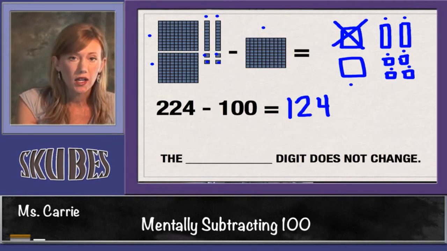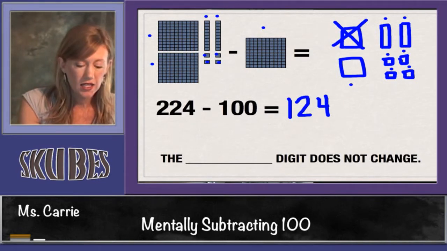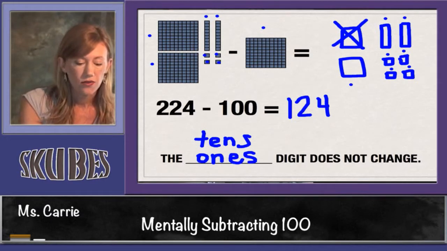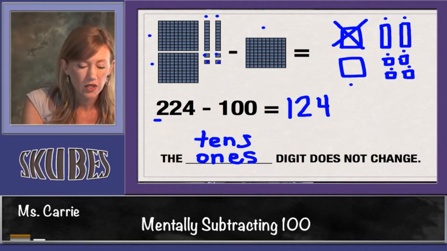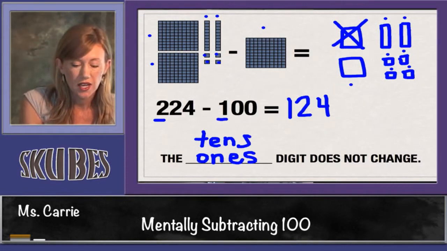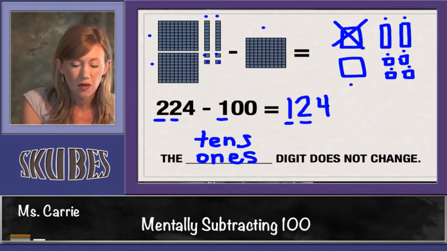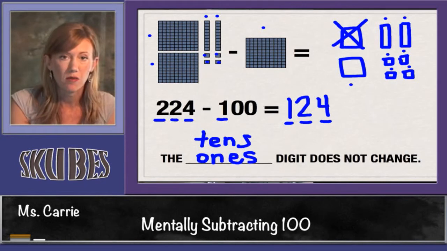So when we subtract 100, the tens digit does not change, and the ones digit does not change. If you look here, you see we went 2, and we took away 1 in the hundreds place, and this did change. That became a 1. But the 2 in the tens place stayed the same over here, and the 4 in the ones place stayed the same over here.